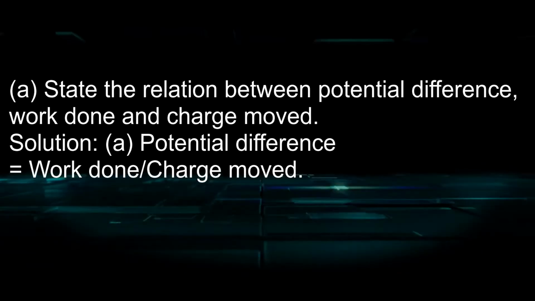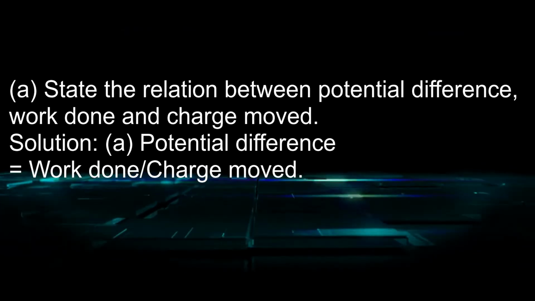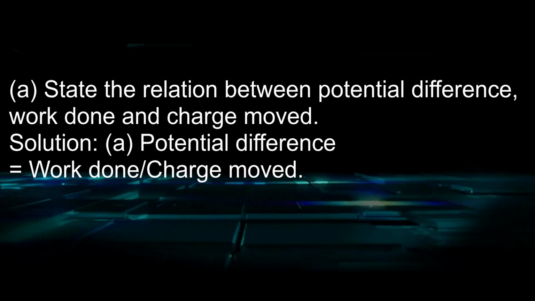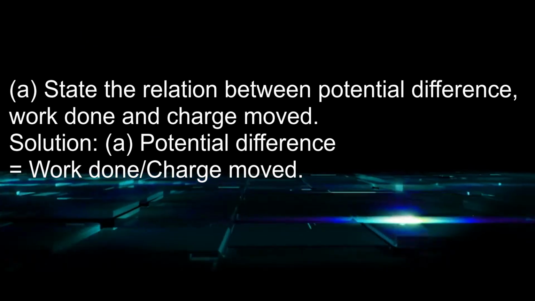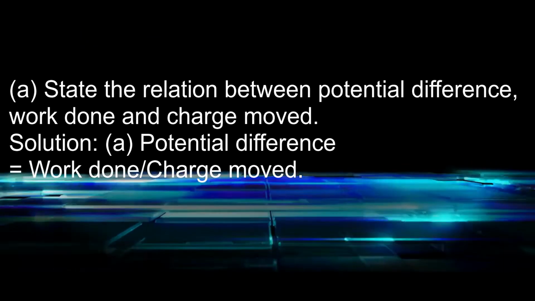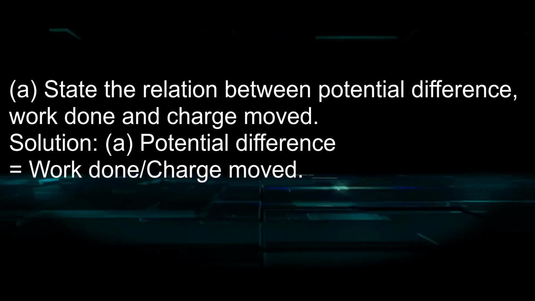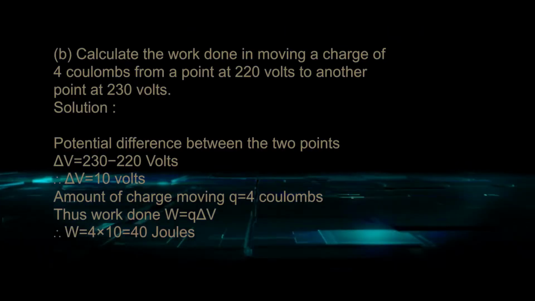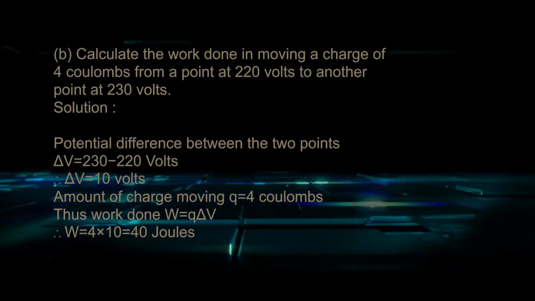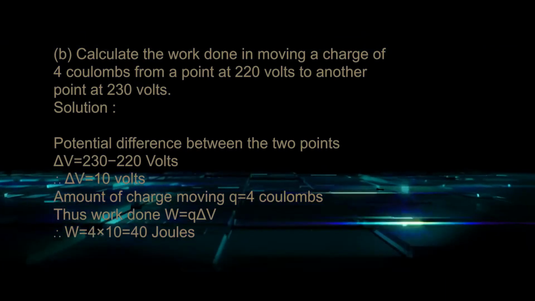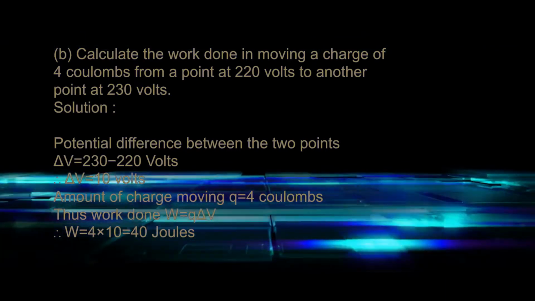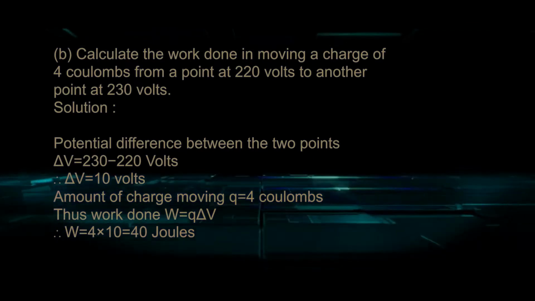A. State the relation between potential difference, work done and charge moved. Solution. A. Potential difference equals work done by charge moved. B. Calculate the work done in moving a charge of 4 coulombs from a point at 220 volts to another point at 230 volts. Solution.